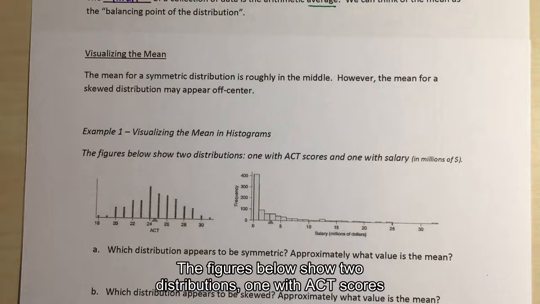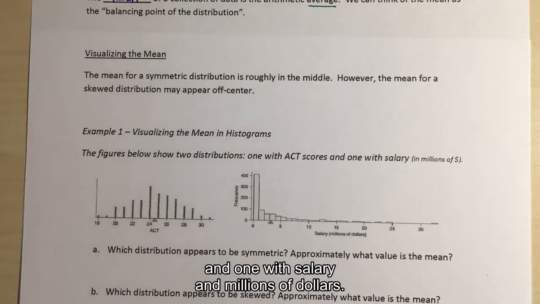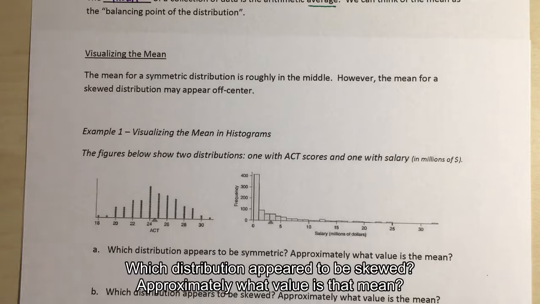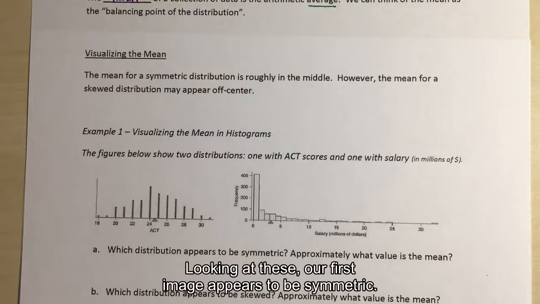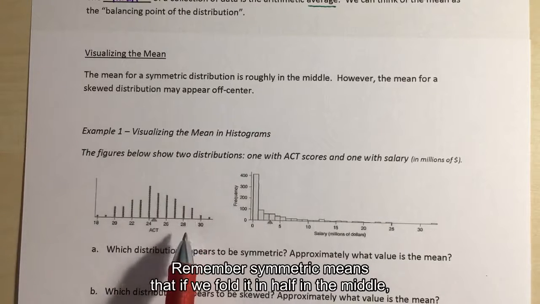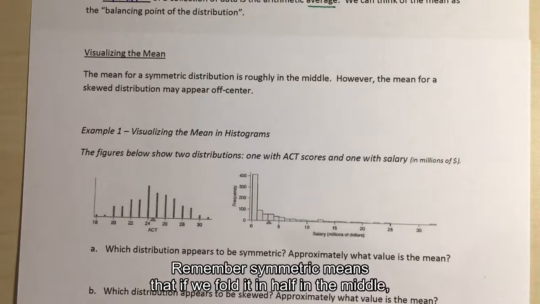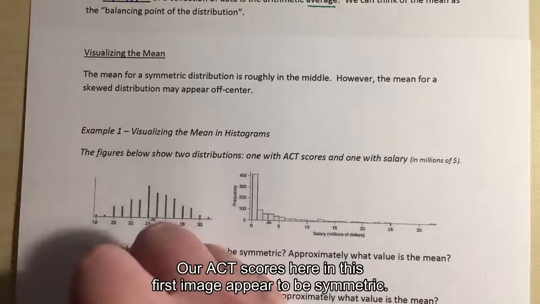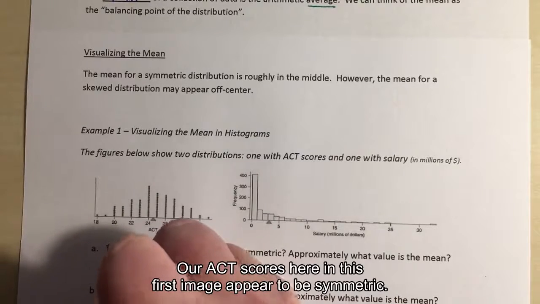The figures below show two distributions, one with ACT scores and one with salary in millions of dollars. Which distribution appears to be symmetric? Approximately what value is the mean? Which distribution appears to be skewed? Approximately what value is that mean? Looking at these, our first image appears to be symmetric. Remember, symmetric means that if we fold it in half in the middle, we get roughly the same thing on both sides.